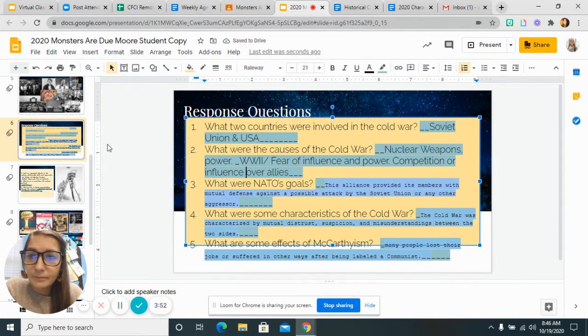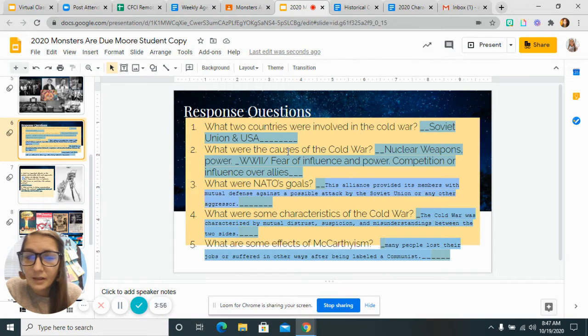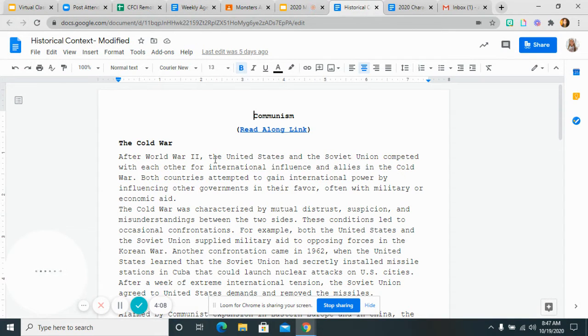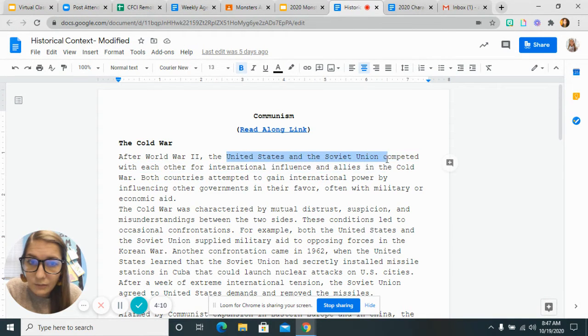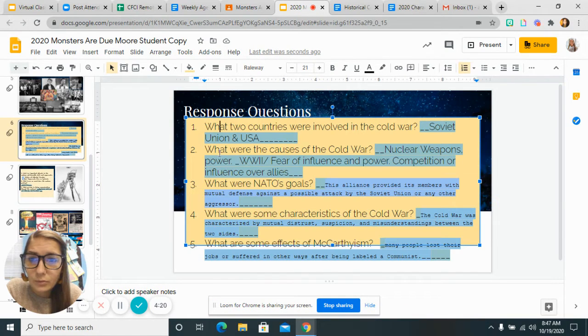And so we went over these questions in class. These questions you got directly from the reading. So what two countries were involved in the Cold War? Our reading is right here. And it says the United States and the Soviet Union competed with each other for international influence and allies. And so those are the two countries that were involved in the Cold War.